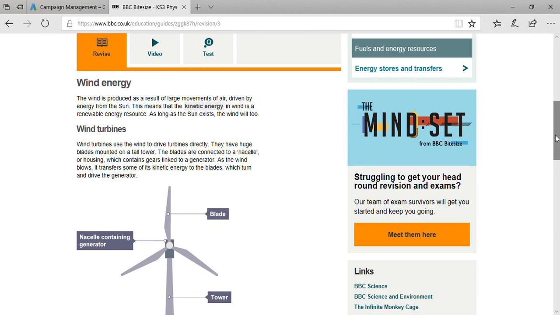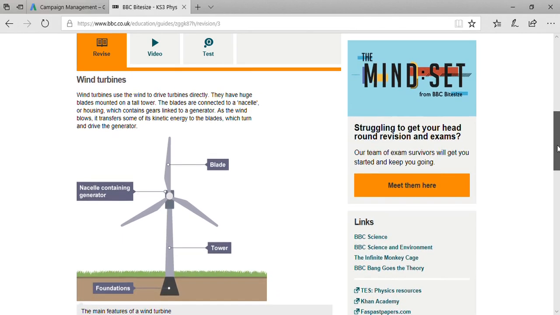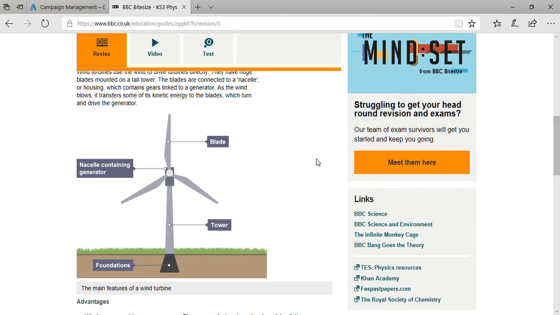So wind turbine means what? Wind turbine means a type of device that is used to harness wind directly. In that one, there will be huge blades mounted on a tall tower, as you are seeing on your screen. The blades are connected to a nacelle or housing, which contains gears linked with the generator.